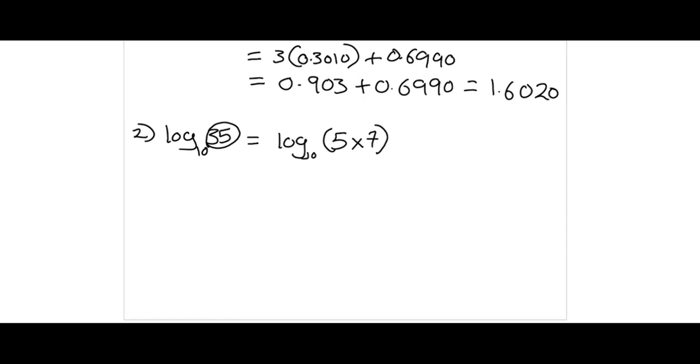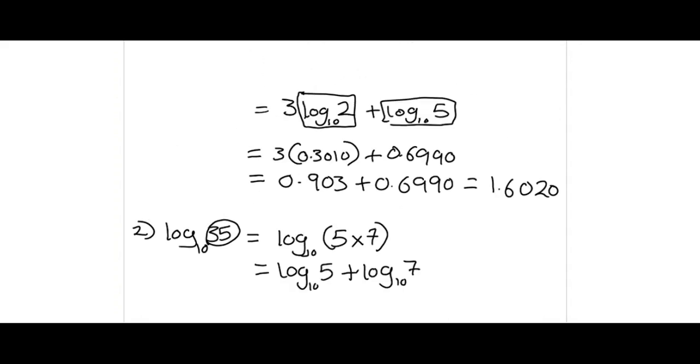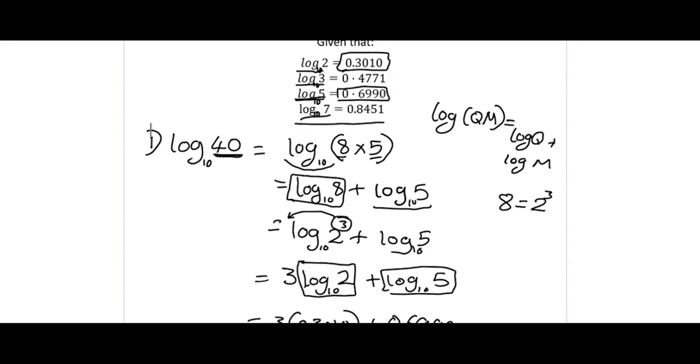Okay, and then next I will use my log outside to open the brackets. Have log 5 in base 10 plus log 7 in base 10, and to substitute those values and make this whole place look neat. Okay, so I'm working with these two values, 0.6990, 0.8451.